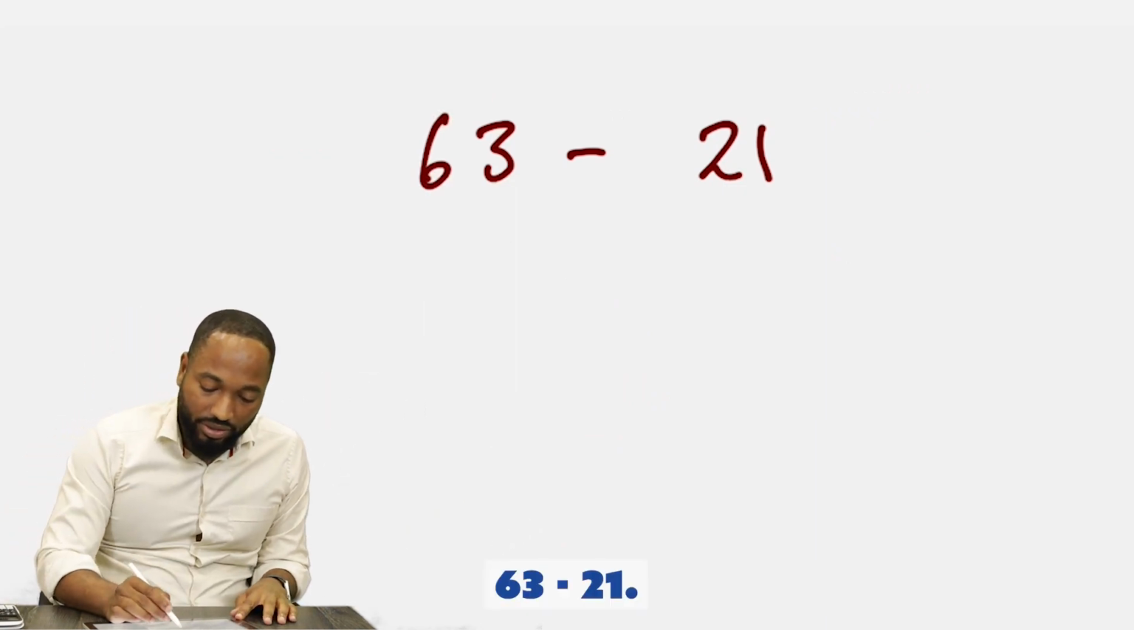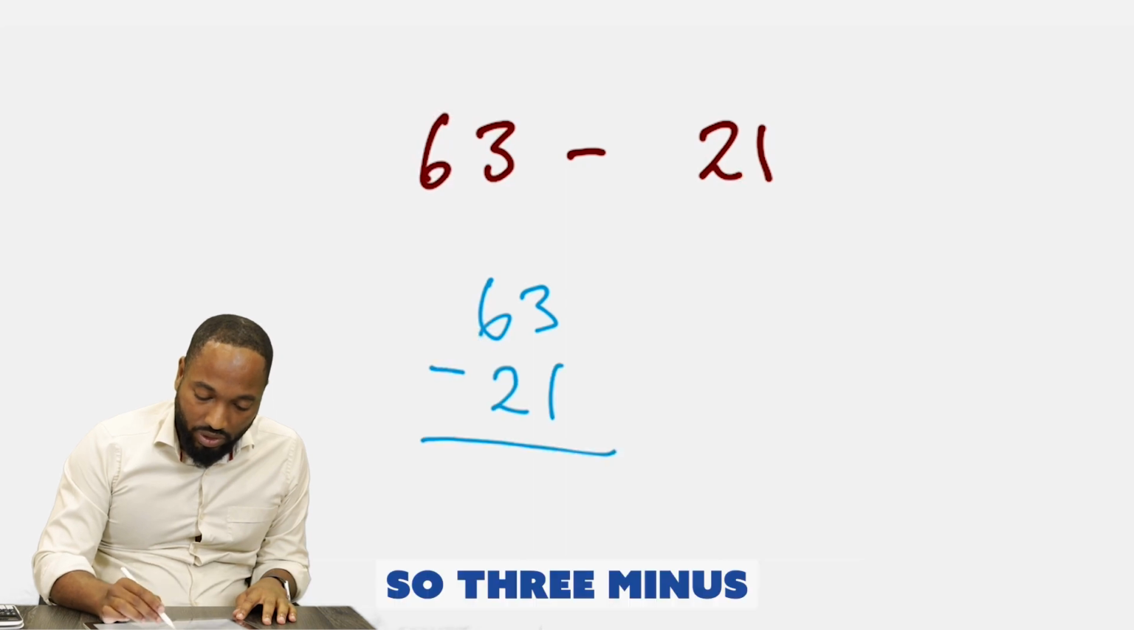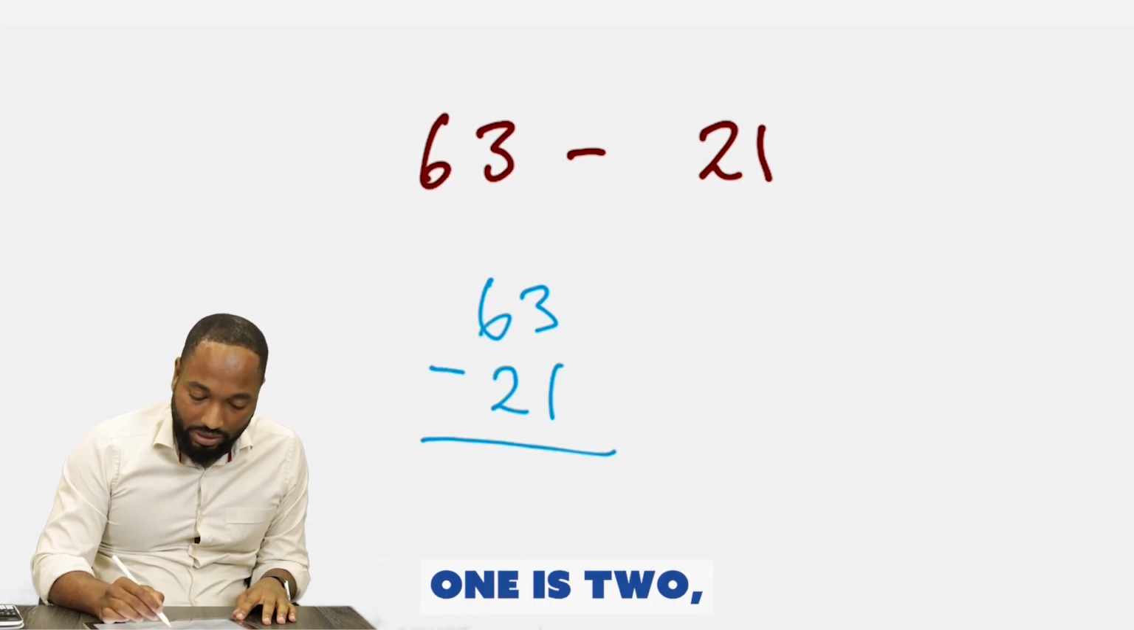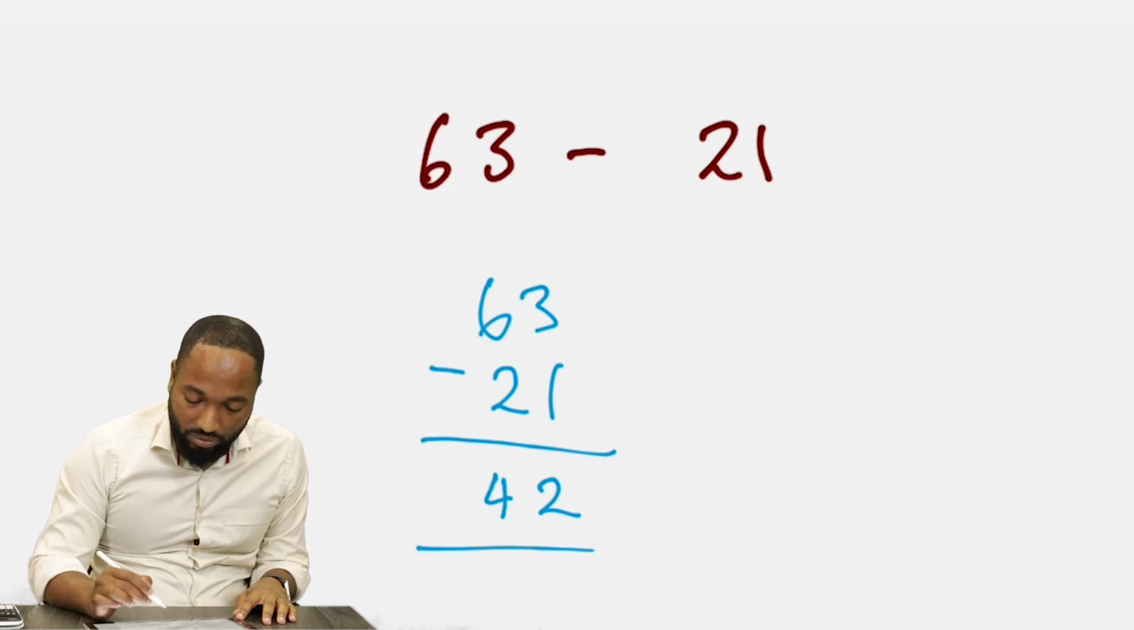63 minus 21. Oh, we are into subtraction now. So 3 minus 1 is 2. 6 minus 2 is 4. That's easy.